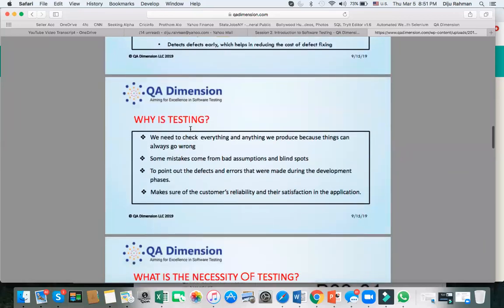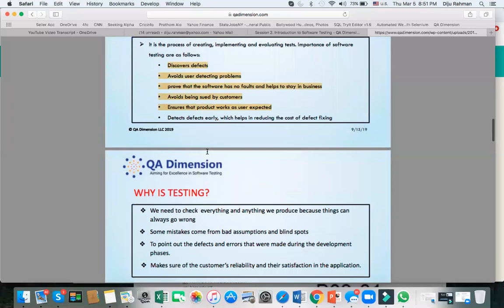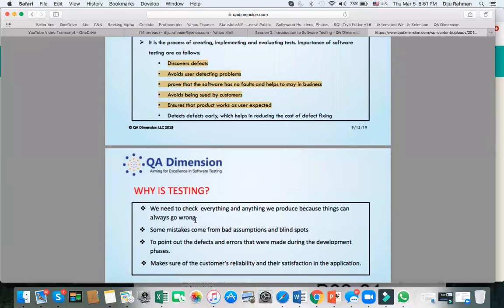Okay, so let's go to the why is testing. Again, it just sums up here, right? We need to check everything and anything we produce because things can always go wrong. Some mistakes come from bad assumptions and blind spots. That means sometimes the developer, or maybe the system analyst or business engineer, did not consider something that should have been considered, because people make mistakes, right? They did not consider that, but during your testing you found it, right?